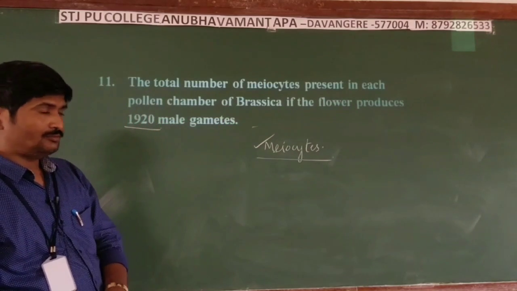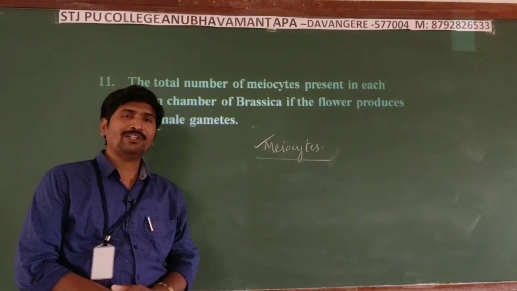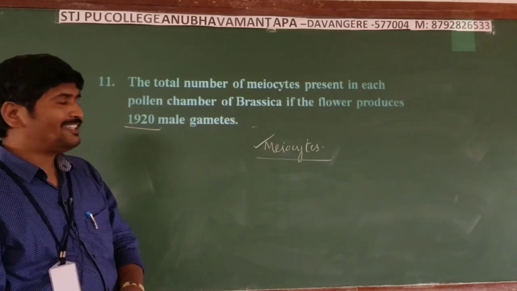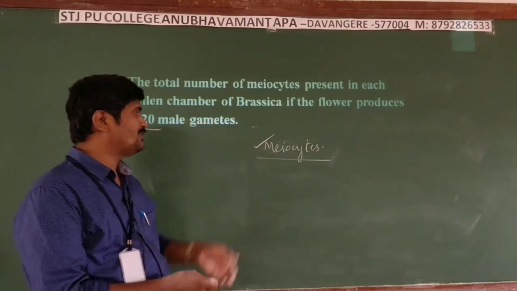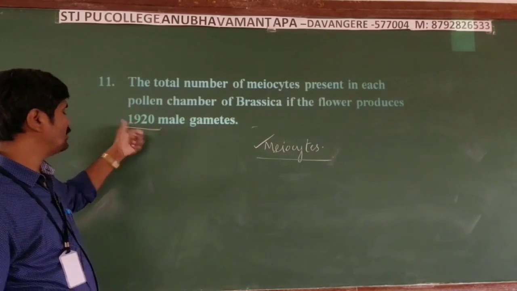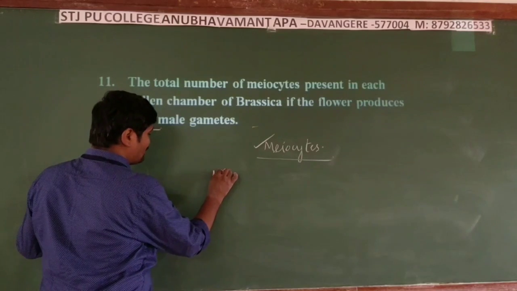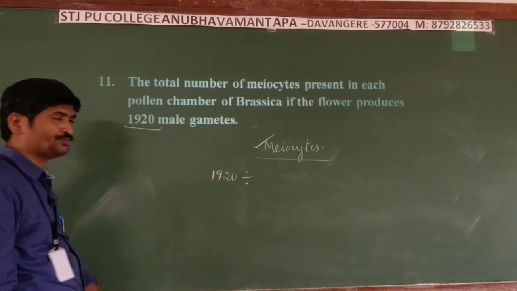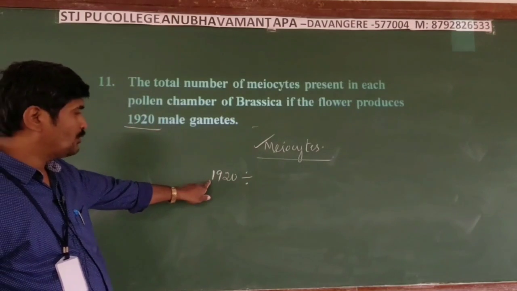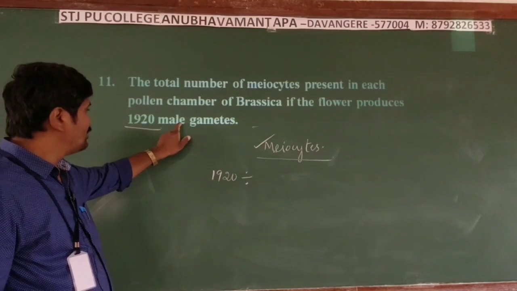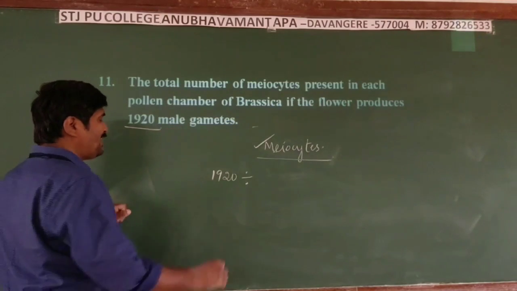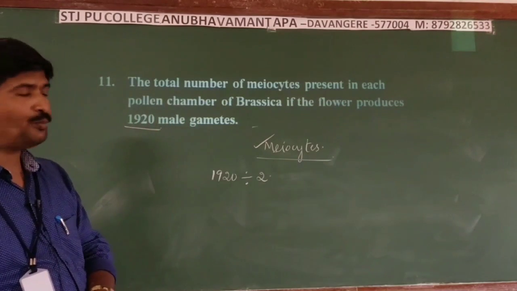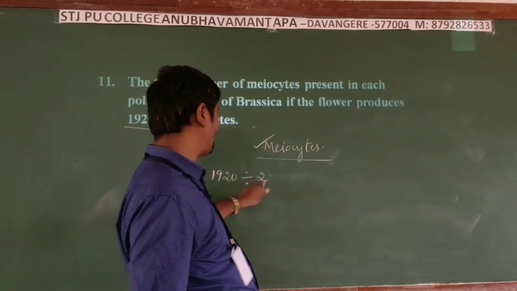Brassica. In Brassica, how many stamens are present? Total 6, that is 2 plus 4. 6 stamens are present in each flower of Brassica. Now see here, 1920 male gametes. In each pollen grain, how many male gametes are present? 2 male gametes.